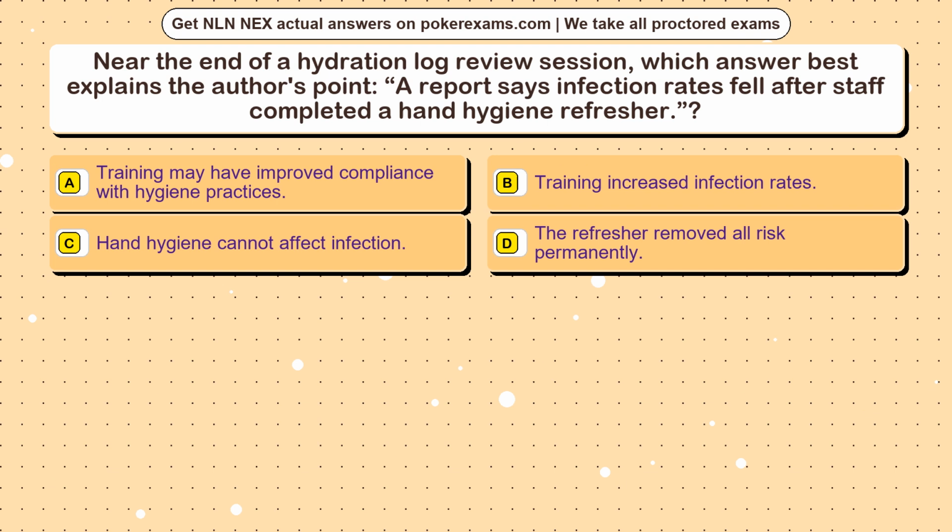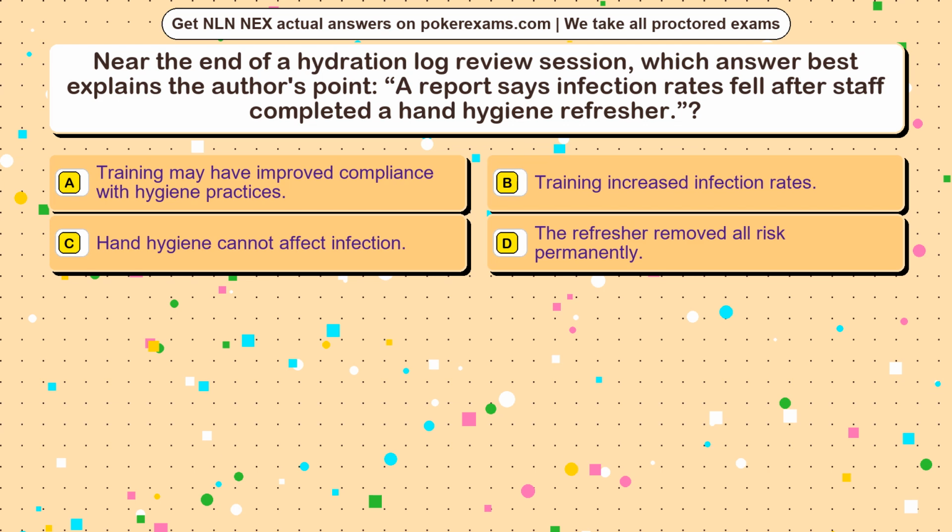Question 19. Near the end of a hydration log review session, which answer best explains the author's point? A report says infection rates fell after staff completed a hand hygiene refresher. Option A, training may have improved compliance with hygiene practices. Option B, training increased infection rates. Option C, hand hygiene cannot affect infection. Option D, the refresher removed all risk permanently.